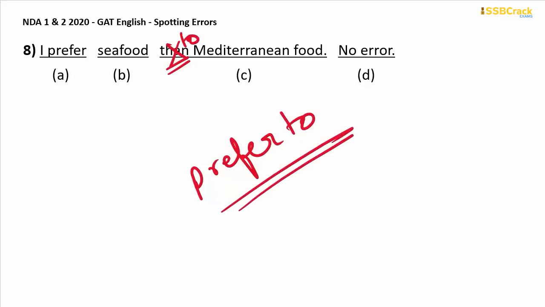This is a very common question that has been asked here. So therefore, the correct preposition to use here is to. So to is the appropriate preposition to be used after the word prefer. So therefore, your answer is option C here. The correct sentence will be, I prefer seafood to Mediterranean food, right? Let's move on to the next question.